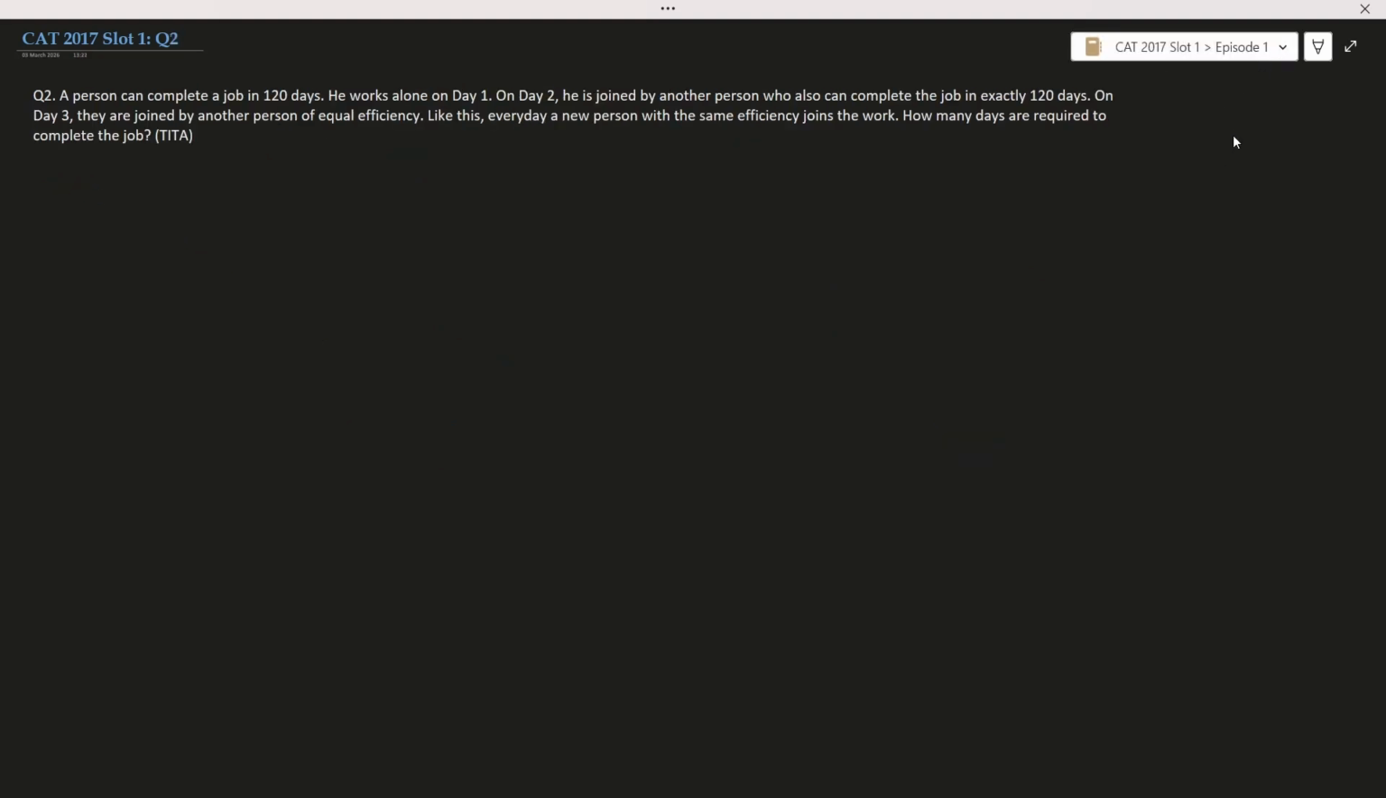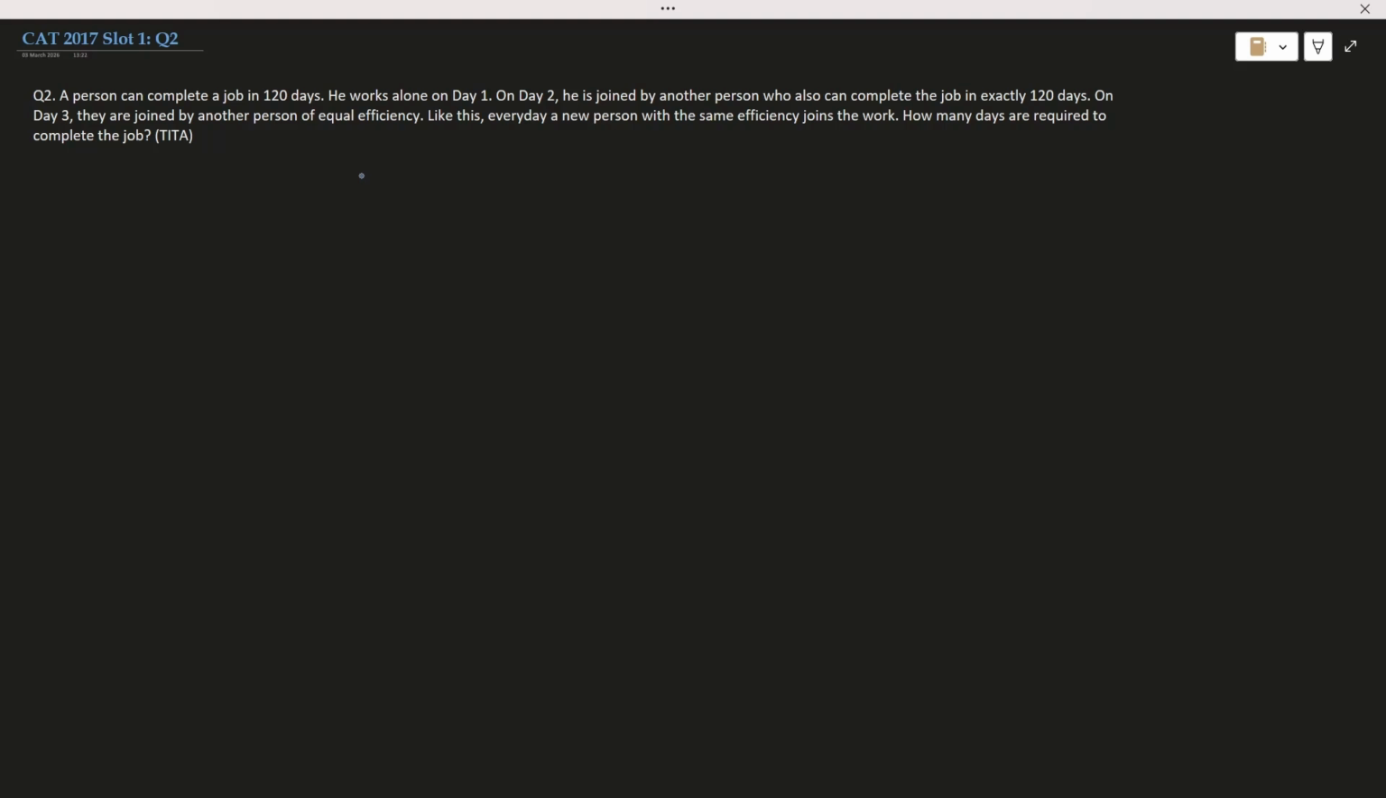Let's move on to the second question, guys. A person can complete a job in 120 days. He works alone on day 1. On day 2 he is joined by another person who also can complete the job in exactly 120 days. So guys, what does this mean? The second person can also complete the work in exactly 120 days.